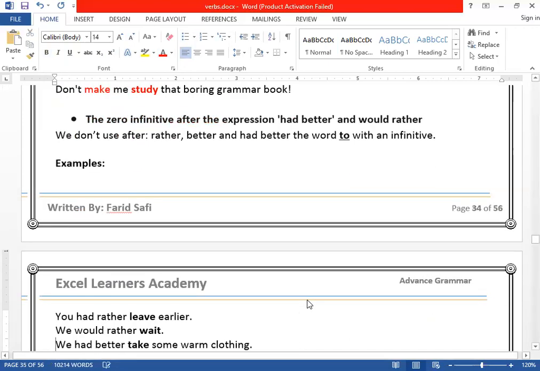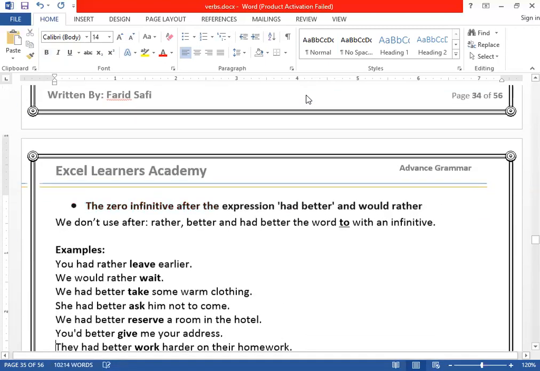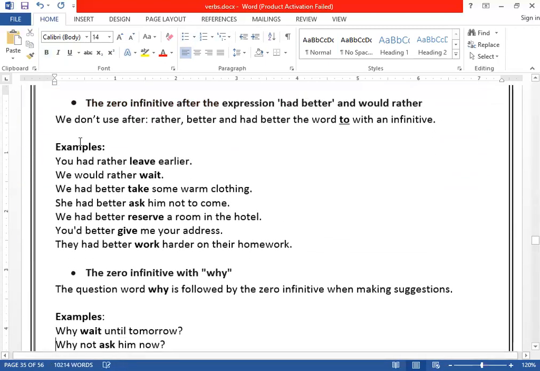Next, we use bare infinitive or zero infinitive after some expressions. That includes would rather, that includes had better. After these expressions we use a bare infinitive. For example, you had rather leave. We will not say you had rather to leave. That is incorrect.